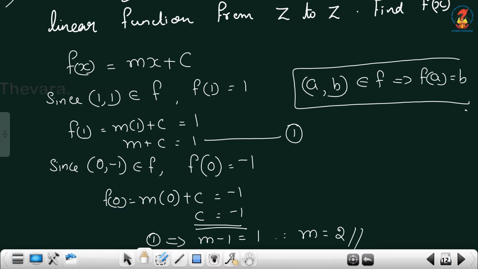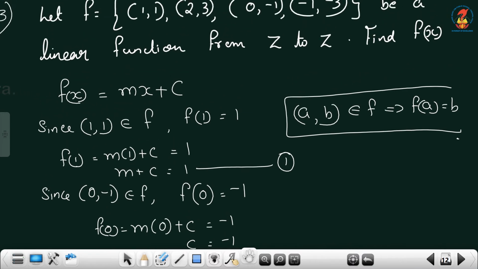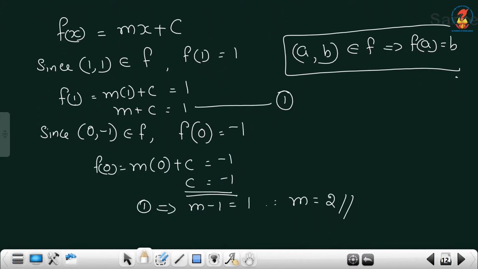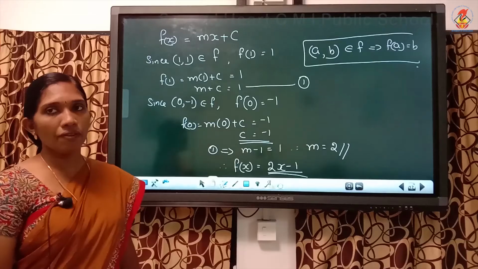Okay. So what about the function? The question is to find f of x. So what is f of x? Therefore f of x is equal to mx plus c, that is 2x minus 1. So that's the answer. That's a linear function.